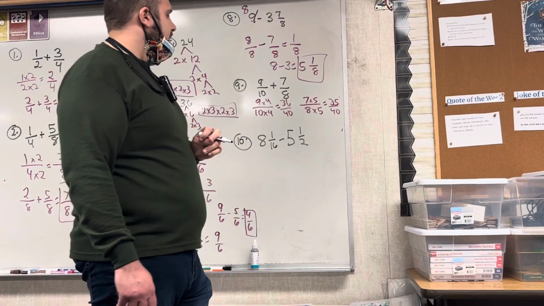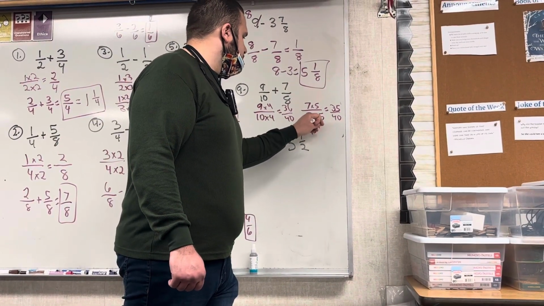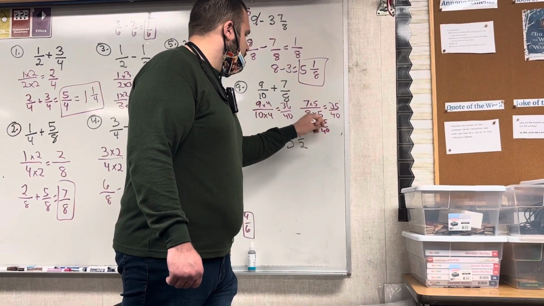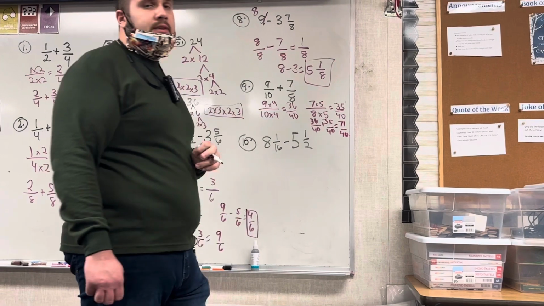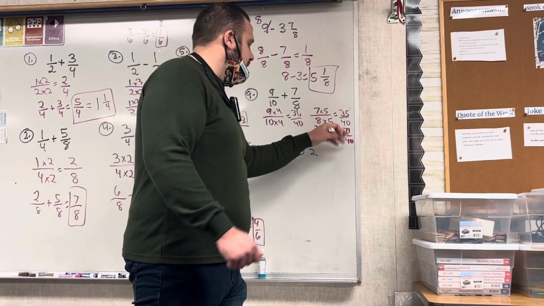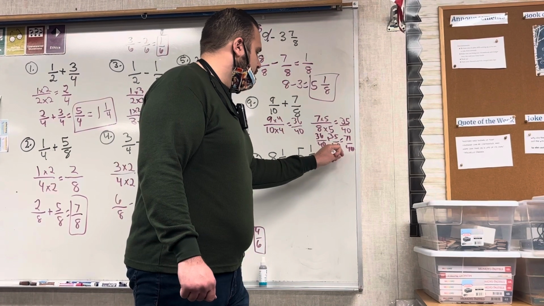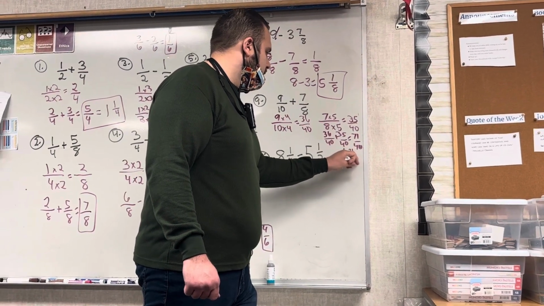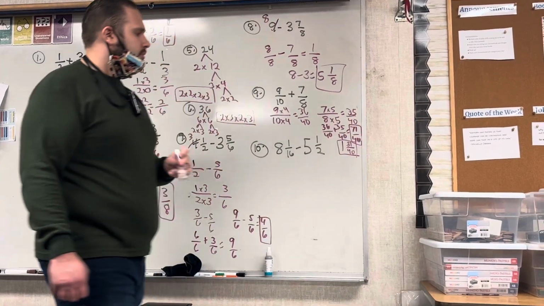And now I just add. 36 over 40 plus 35 over 40 equals 71 over 40. You could put that as your final answer, or you could say, I can take 40 out of that and I get 1 and 31 over 40. Okay? Both of those are right.